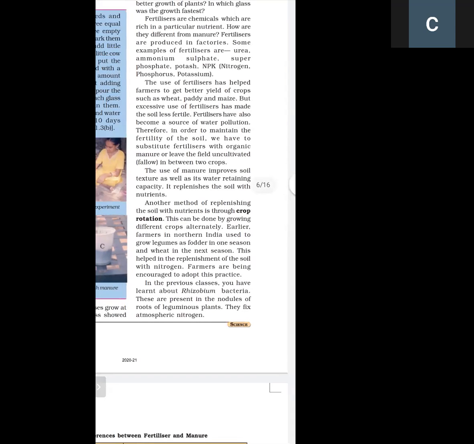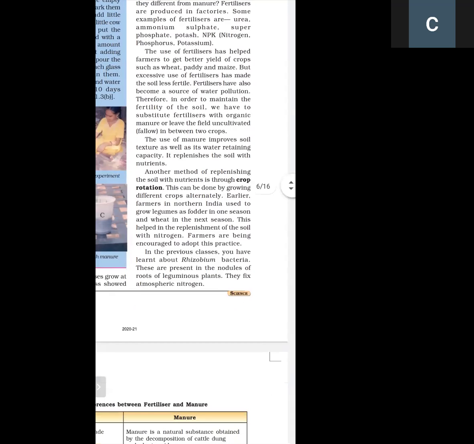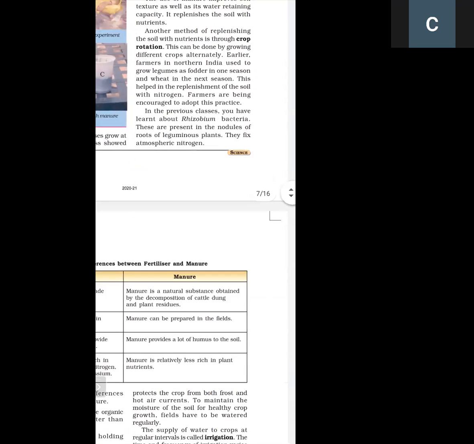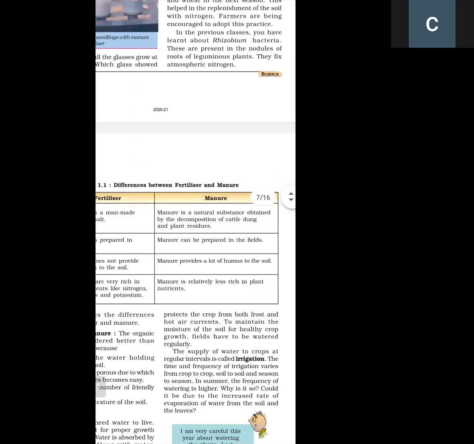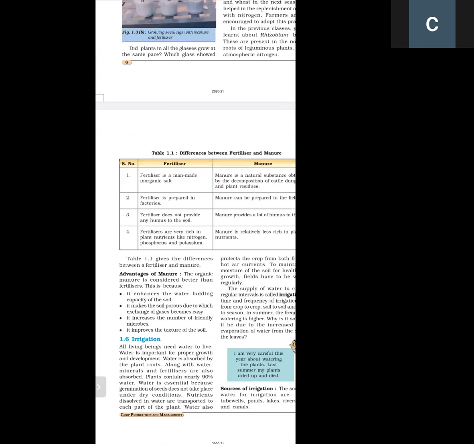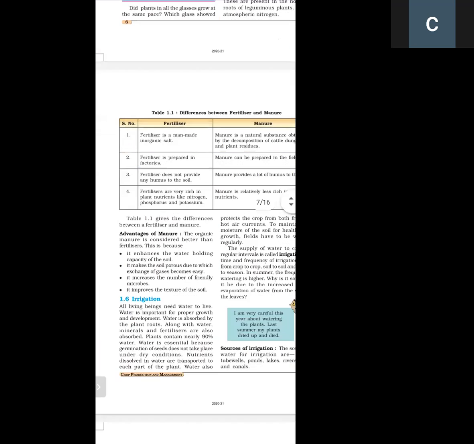Or we can use leguminous plants, because leguminous plants have bacteria, rhizobium, which converts atmospheric nitrogen into nitrates, and this is consumed by the soil. So we can use leguminous plants for maintaining the fertility of the soil. Next, what is the difference between fertilizer and manure? Fertilizer is a man-made salt, and manure is a natural source. Fertilizer is prepared in factories, and manure is prepared in the fields.